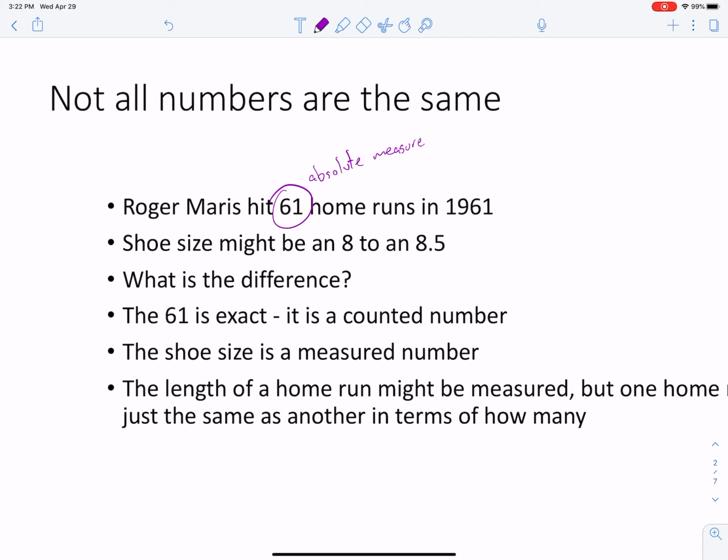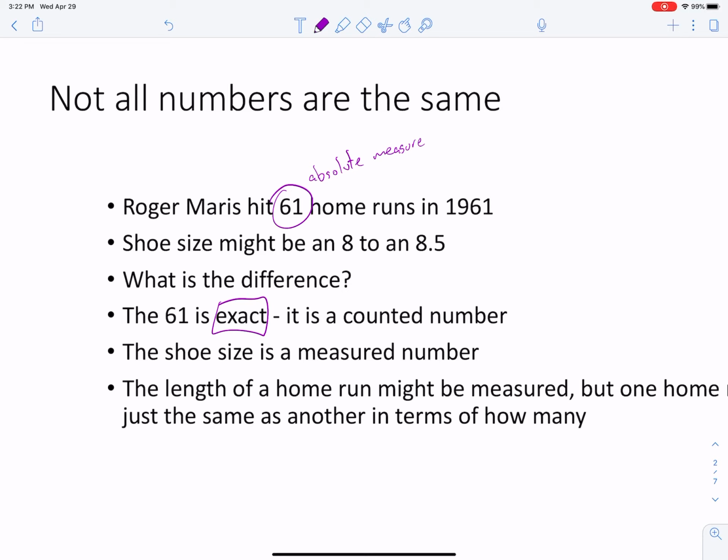Shoe size could be an 8 to an 8.5. If we're looking at pant sizes, we could be looking at something in terms of women's pant sizes of a 12 or a 13. A 12 for one brand is different than a 12 for another. So sometimes these numbers don't mean much. So this absolute measure, this exact number of 61, is pretty awesome.